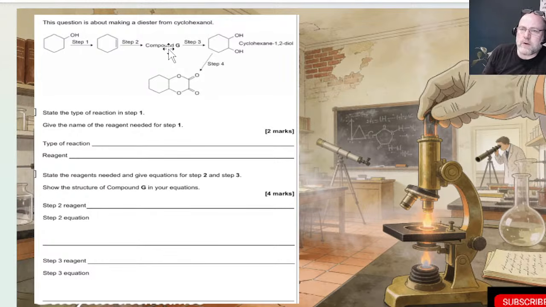Step two, compound G. And then compound G is going to that. What do we reckon we're adding in step two? Bromine, electrophilic addition. Lovely jubbly. Well done, guys. So you're going to get 2 bromine atoms there, and then we're just going to do that there. Right, step three. How do we go from a haloalkane into an alcohol?